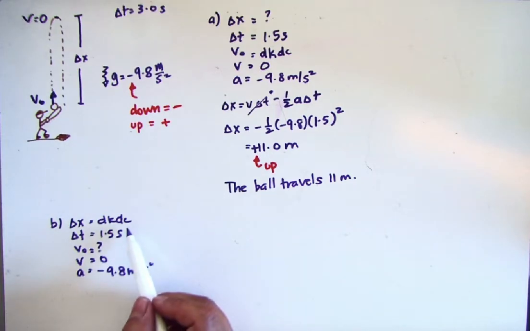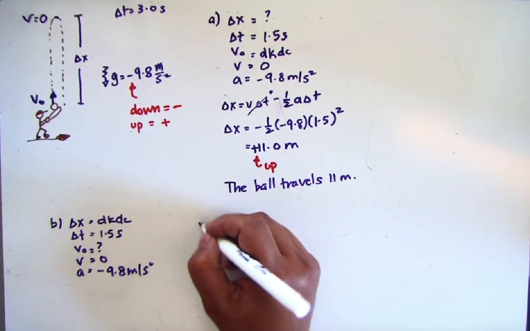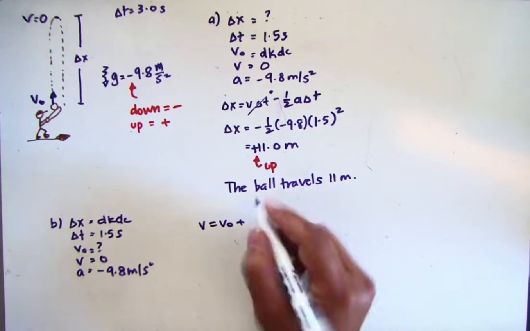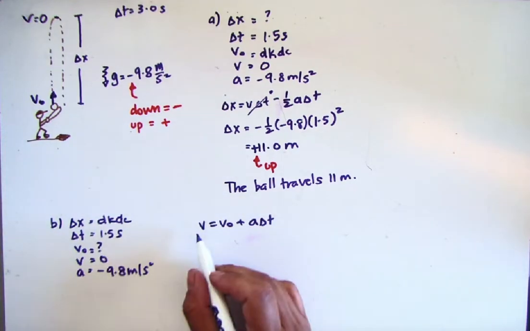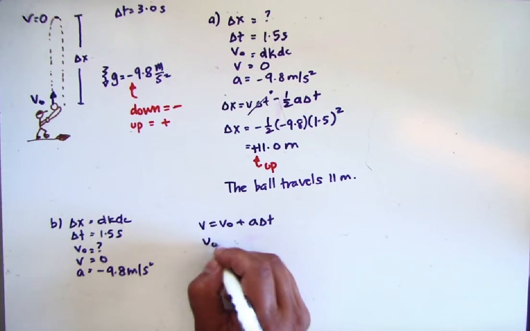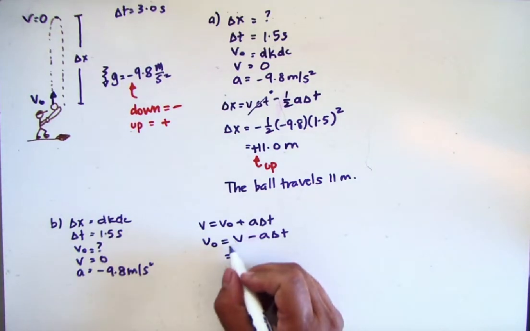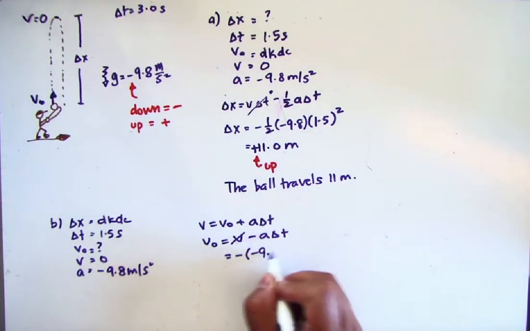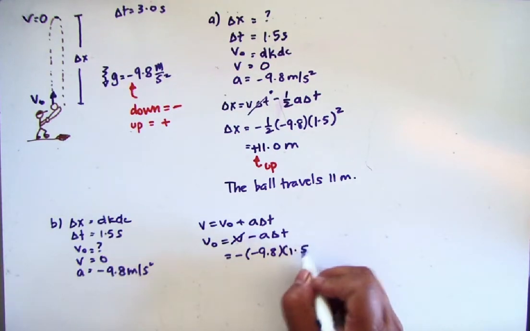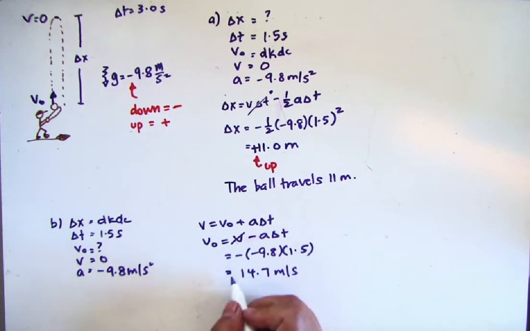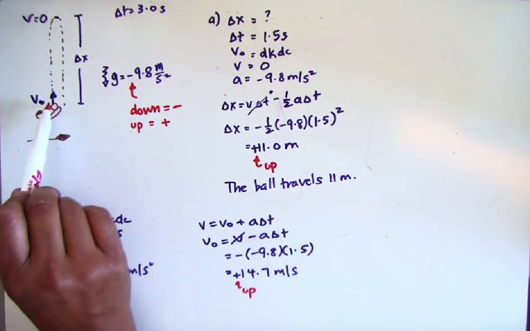So I'm going to pick the equation that doesn't have delta x in it, and that equation is v equals v naught plus a delta t. In this case, I can just rearrange to solve for v naught. It's just going to equal v minus a delta t. Subbing that in, v is 0, so we get negative 9.8 times 1.5. Plugging those numbers in, we see that it's 14.7 meters per second. Positive, because negative times a negative is positive. Again, what does that imply? It implies up. Does that make sense? Yes, because the initial velocity is in fact up.